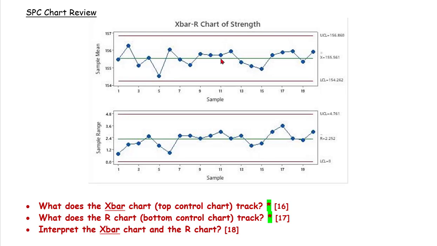So interpret the X bar chart and the R chart. Well, I look at here and I say, here's my control limits, and nothing exceeds it, so the process is in control. The X bar chart is in control. I look at my R chart, and here's my upper control limit, my lower control limit. Nothing exceeds it, so my R chart is also in control. It is predictable.